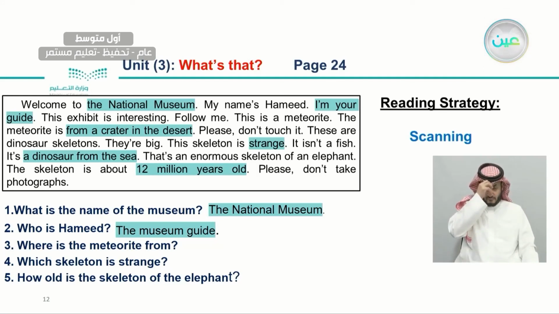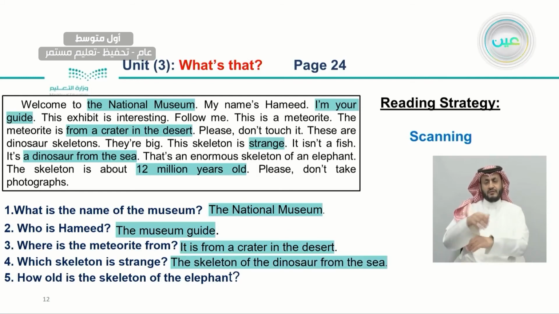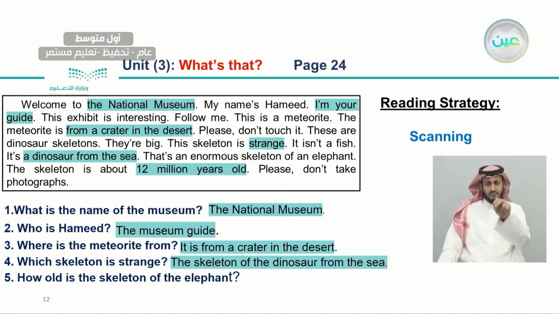Let's look at the third one. Where is the meteorite from? Good job. It's from a crater in the desert. Which skeleton is strange? Look at the adjective right here. This skeleton is strange. Which skeleton? It's a fish. It's a dinosaur from the sea. Okay, the skeleton of the dinosaur from the sea. How about the fifth one?